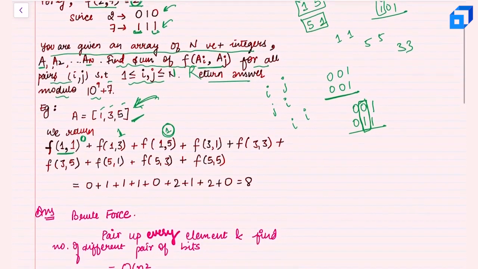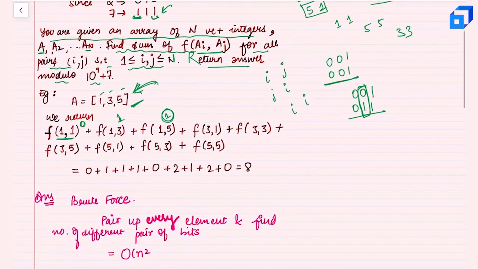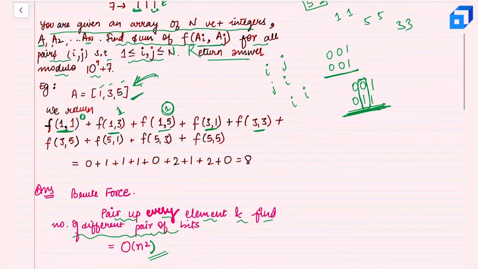Now, let's see what we can do about this problem. The brute force approach says that we can pair up every element and find the number of differing bits. So I can have 1, 1, 1, 3, 1, 5, 3, 1, 3, 3. I'll take them separately, go over their bits, and find that they differ at this many positions. If I'm pairing up every element with every other element, I'll get a time complexity of order n square. But let's see if we can do better than this.